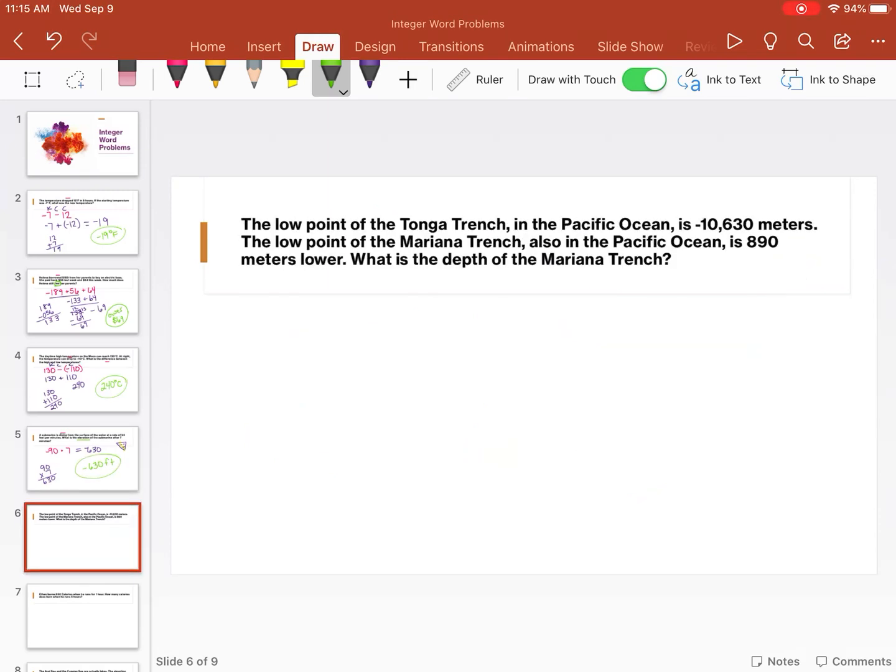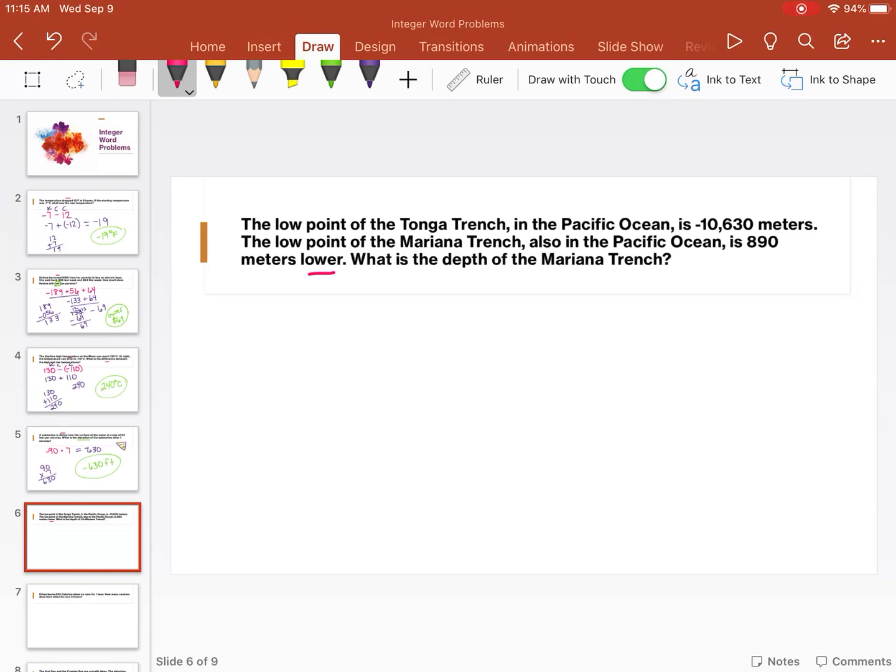All right, next, the low point of the Tonga Trench in the Pacific Ocean is negative 10,630 meters. The low point of the Mariana Trench, also in the Pacific Ocean, is 890 meters lower. Lower is a negative word or subtraction word. So what is the depth of the Mariana Trench?